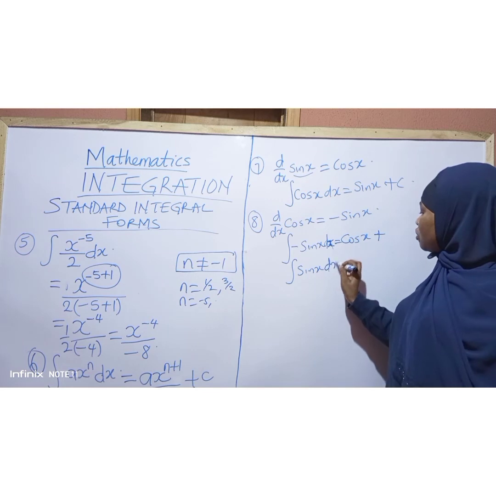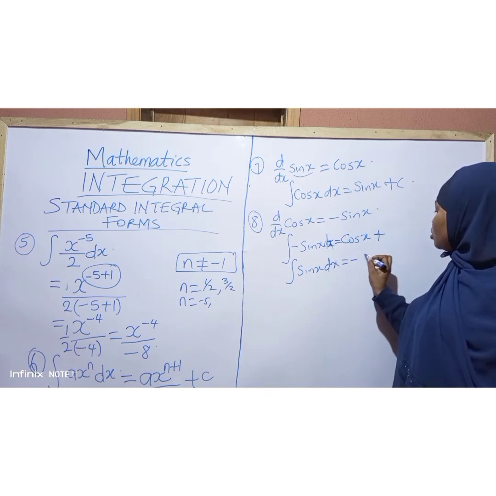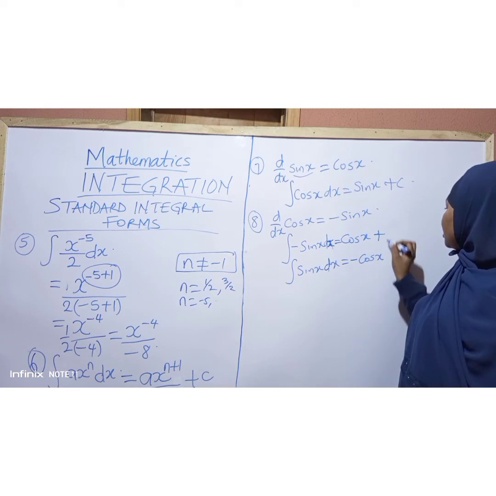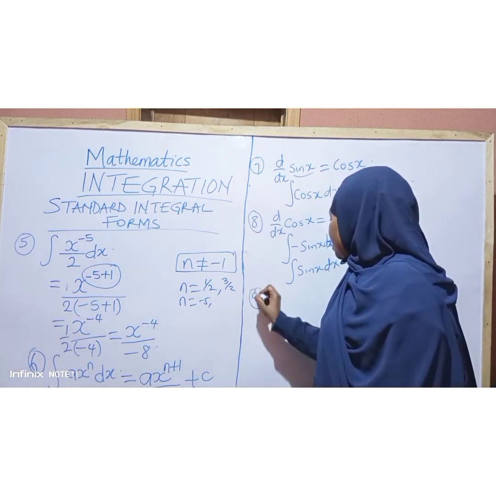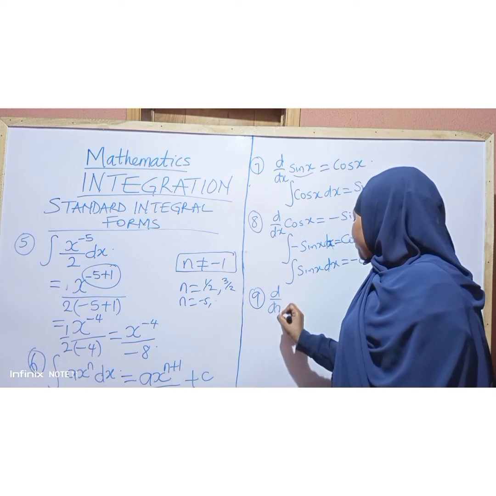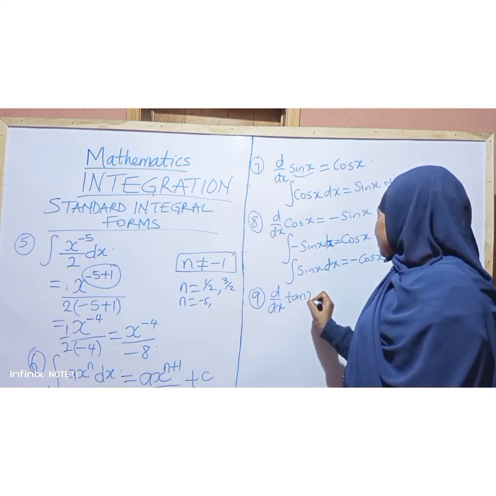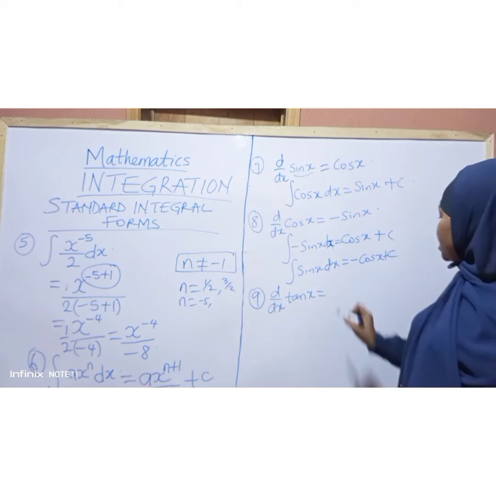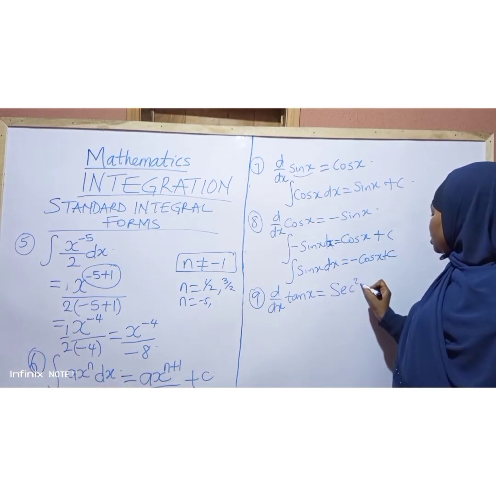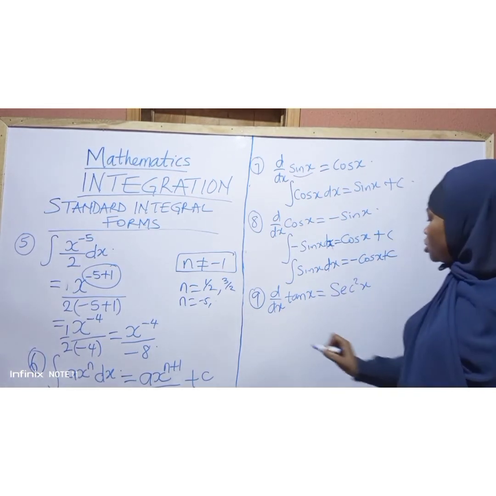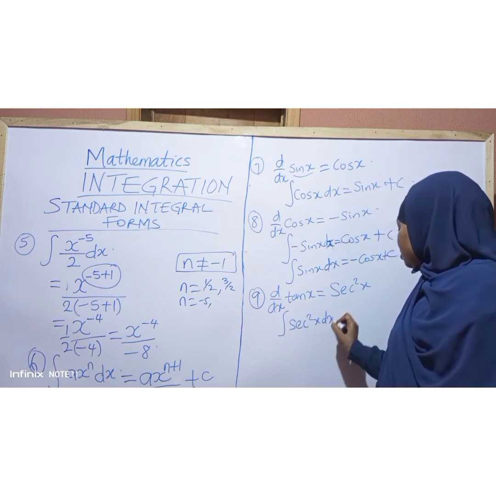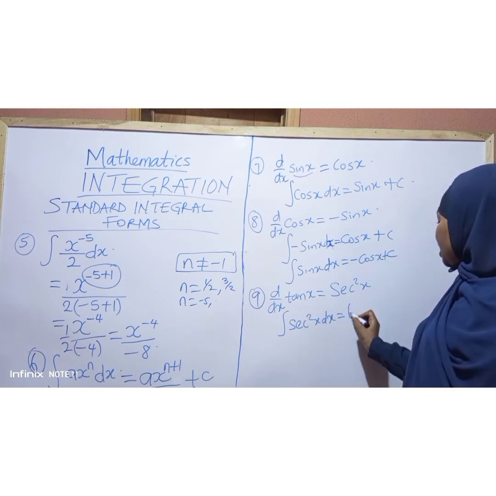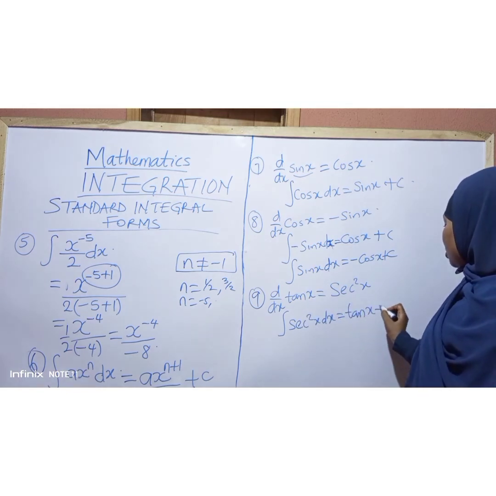So the integral of sine x will be equal to minus cos x plus c. So that is it. Now number 9. The differentiation of tan x is equal to what? Sec squared x. So the integral of sec squared x dx is equal to what? Tan x plus c.